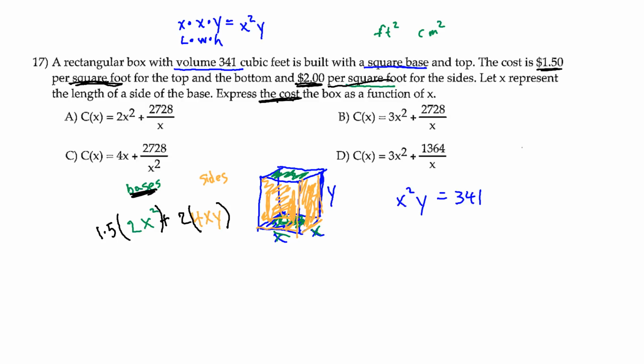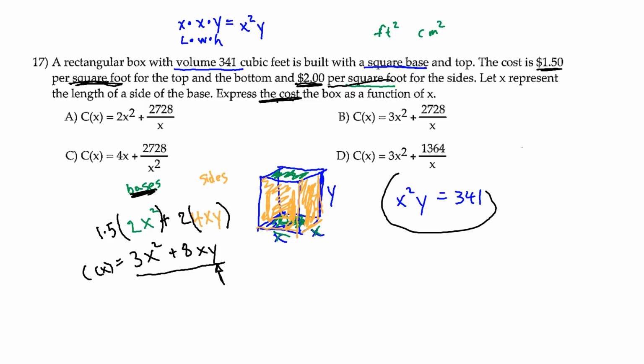So now let's simplify this. 2 times 1.5 is 3, so we have 3x squared. 2 times 4 is 8, so we have 8xy. We need to state that, first of all, this is the cost. So the cost is 3x squared plus 8xy. And we would be done, except that now we have an equation that has two variables. So we need to basically take this y and represent it some kind of way as an x.